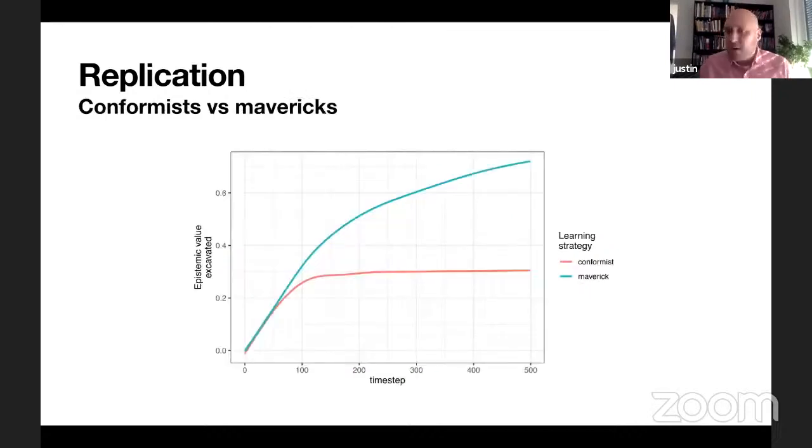So again, just replicating previous findings, conformists tend to discover a peak and excavate it quickly, but then they plateau. It's very hard for them to spread out across the landscape and discover a second peak. On the other hand, Mavericks are more likely to do that. So this is what we know so far. So it seems like diversity, having some Mavericks and some conformists, might be a good idea.